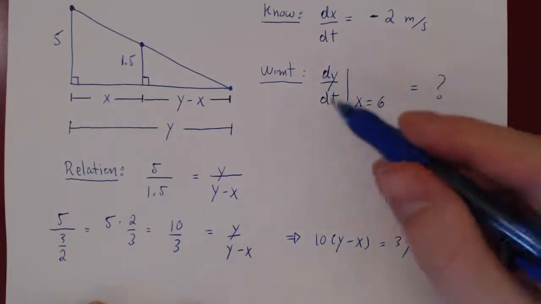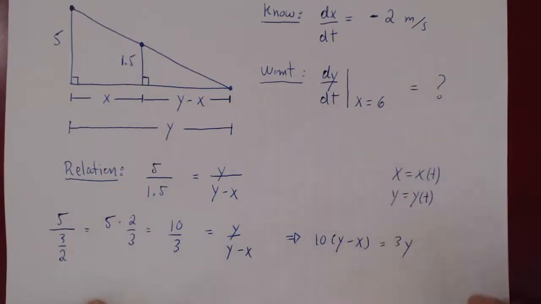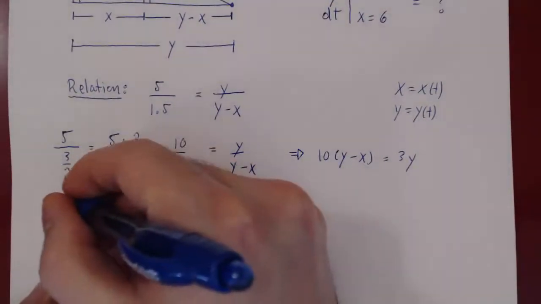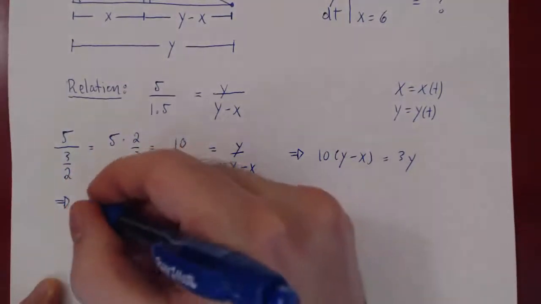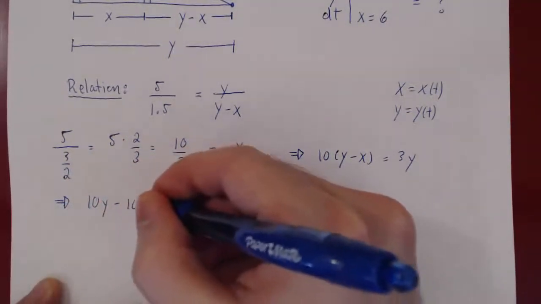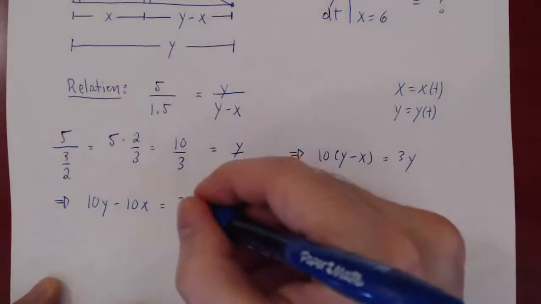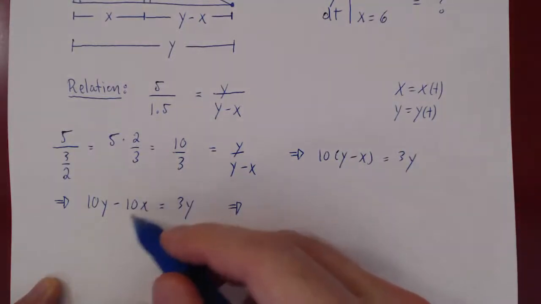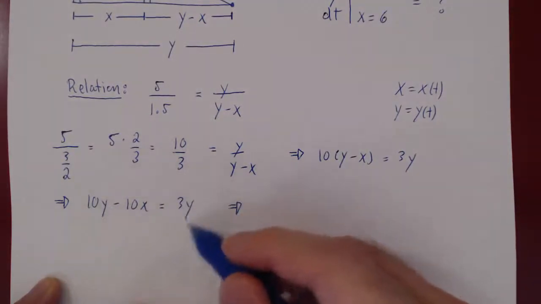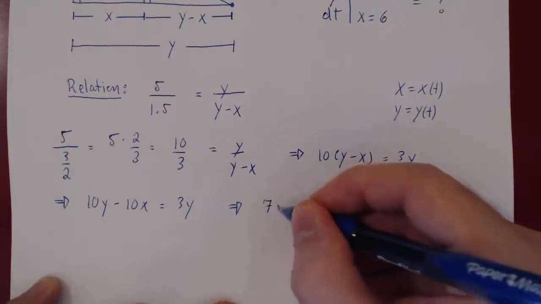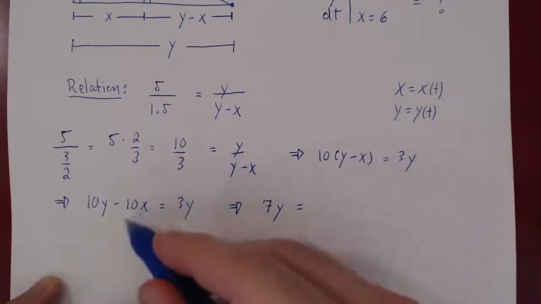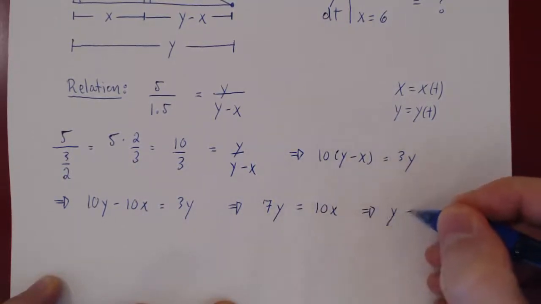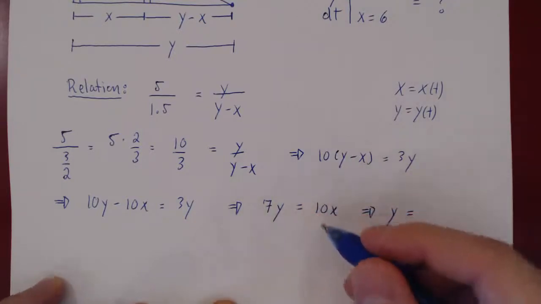We wanted the rate of change of y, so let's isolate y as a function of x. Let's multiply this out, and we'll get 10y minus 10x equals 3y. Send the 3y to the left and the negative 10x to the right, and you'll get 10y minus 3y is 7y, which will be equal to positive 10x. Finally, y will simply be equal to 10 over 7 x.